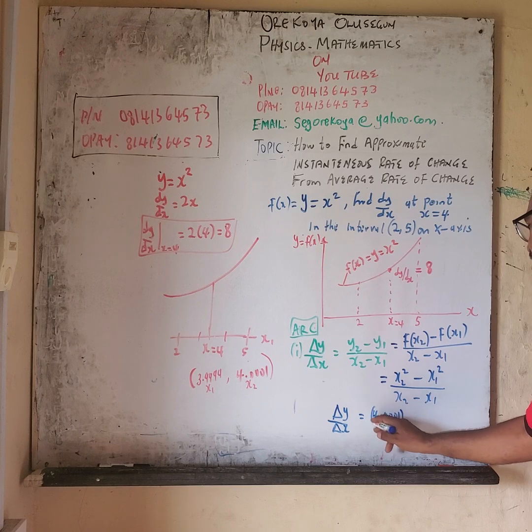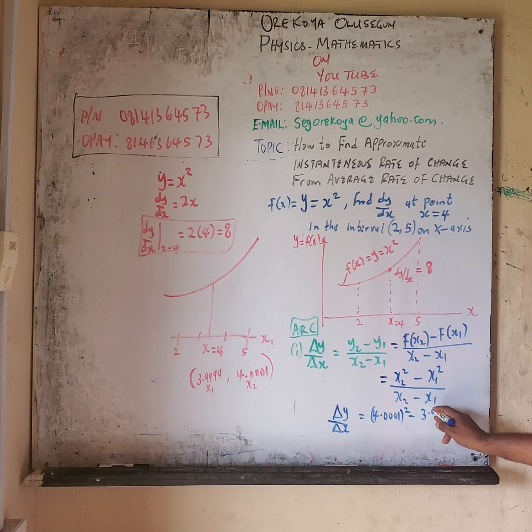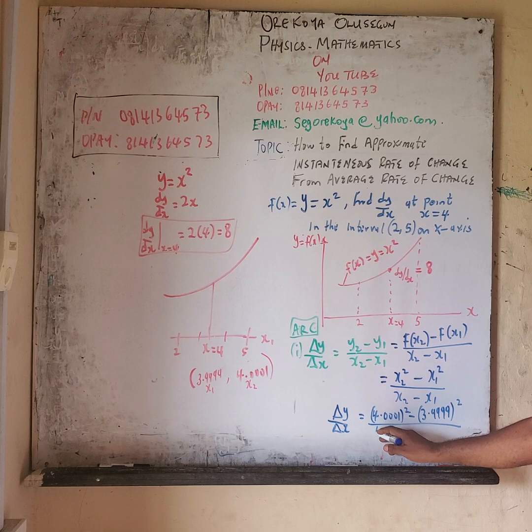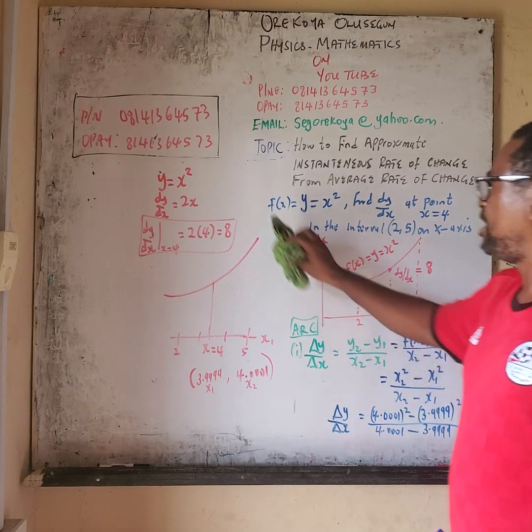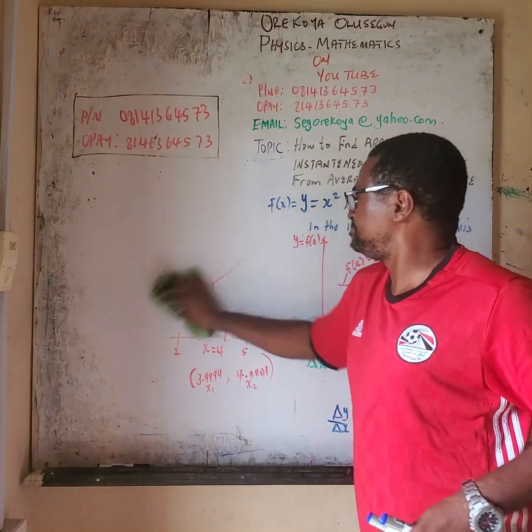4.0001 squared minus 3.9999 squared, divided by my x2, which is 4.0001, take away x1, 3.9999. So now let me create a space here.